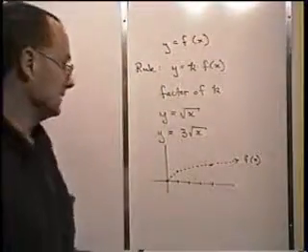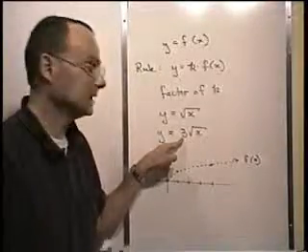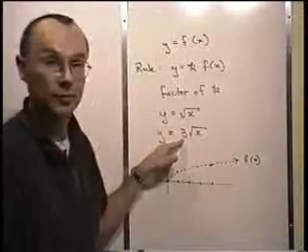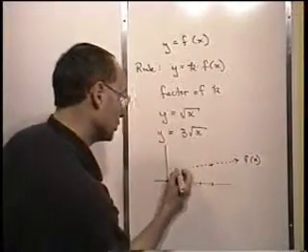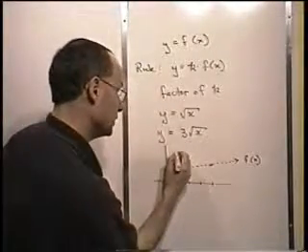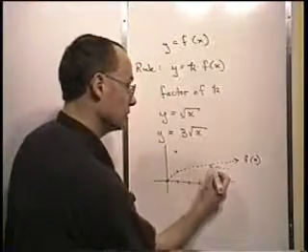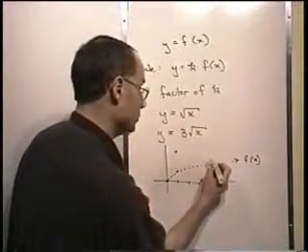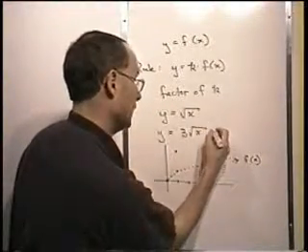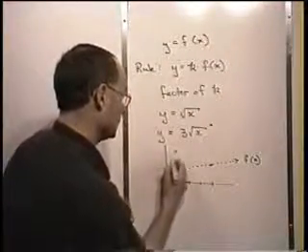And now the idea is we're going to transform that and vertically expand each distance by a factor of 3. So instead of going up 1 unit, we're going to go up 3. It's 3 times as much. Instead of going up 2 units over here, we're going to go up 3 times 2, or 6 units. So this would be our transformed graph.